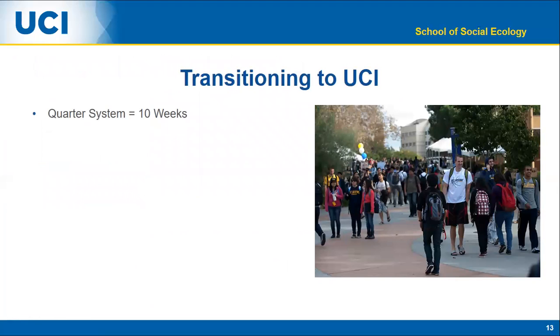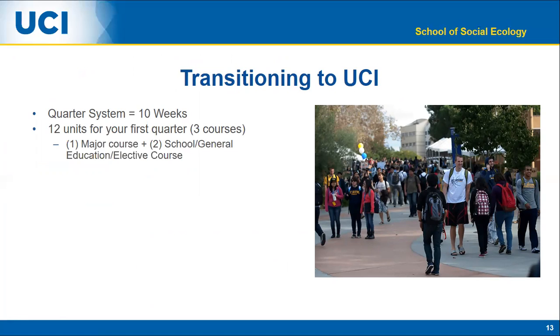And transitioning to UCI can be interesting. It's difficult because you only get 10 weeks per quarter system, and you have to do all of your classes in 10 weeks. And that can go by very fast. So we don't advise you to enroll in more than 3 classes.